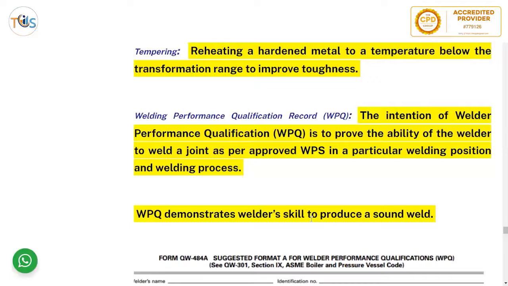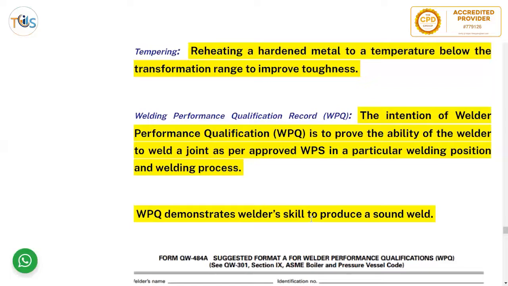And the test we do here for WPQ to demonstrate that the welder can do the job is a bend test. Whereas for WPS, to verify that it's a sound joint is a tensile test. You're testing the strength. But you can combine both of them together. It means at the same time you can qualify a welder as well as qualify a WPS, but you have to combine both the tests, both the tensile test and bend test.